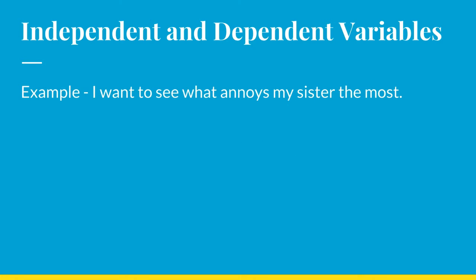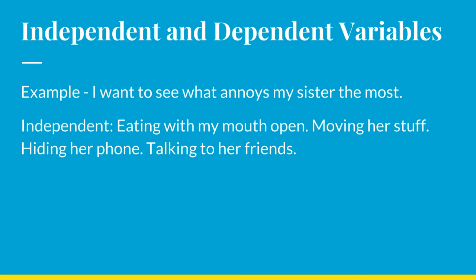Okay, so I'll give you an example. I want to see what annoys my sister the most. My independent variables could be eating with my mouth open, moving her stuff, hiding her phone, talking to her friends. These are things that I get to decide. I am independent. I can decide these things in the experiment. The dependent variable, how annoyed she gets, right? So that dependent variable, how annoyed she gets, depends on the independent variable.